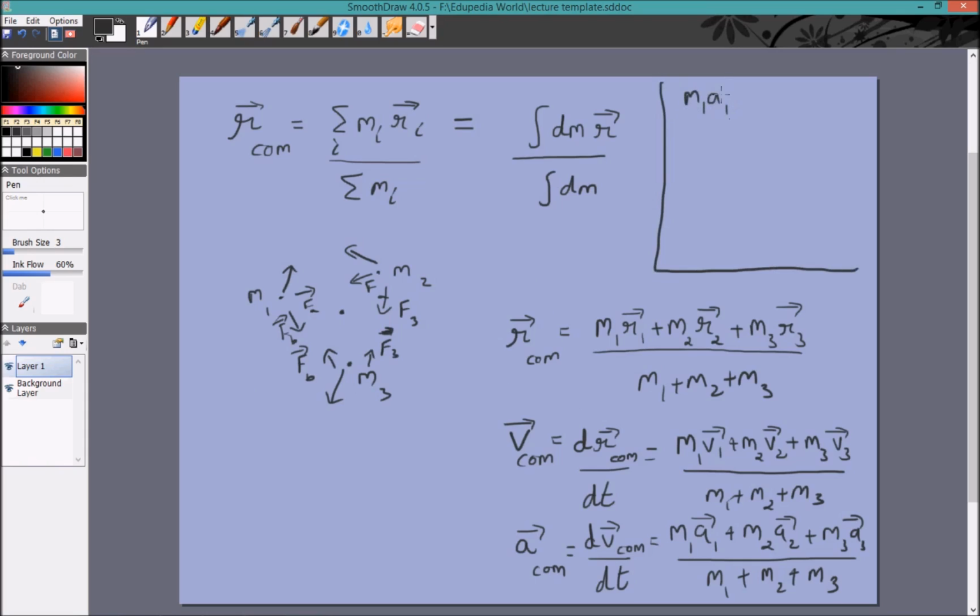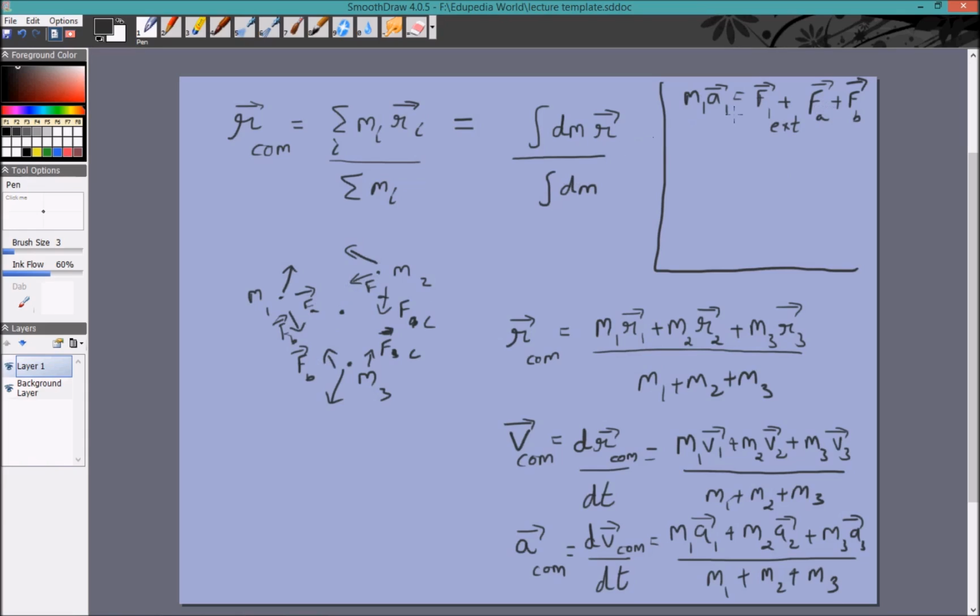m1 a1 is equal to F1 external plus two other forces, Fa and Fb. Sorry, this should be Fc. m1 has three forces acting on it: the net external force, plus, obviously m1 cannot apply a force on m1, m2 is applying a force on m1 and m3 is applying a force on m1. So plus Fa plus Fb. A, B and C are internal forces. Similarly, m2 a2 will be F external plus this, and m3 a3 will be this, but this Fa and this Fa will add up to 0.